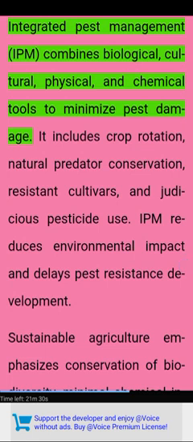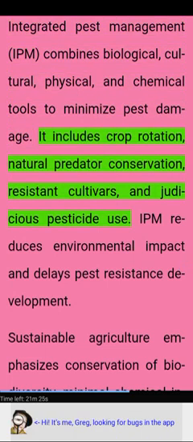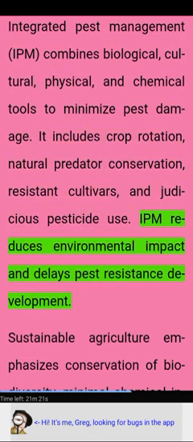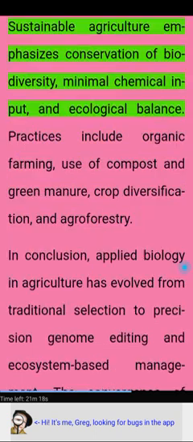Integrated pest management (IPM) combines biological, cultural, physical, and chemical tools to minimize pest damage. It includes crop rotation, natural predator conservation, resistant cultivars, and judicious pesticide use. IPM reduces environmental impact and delays pest resistance development.